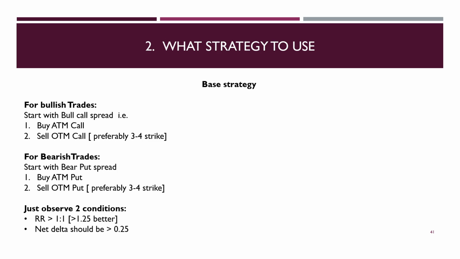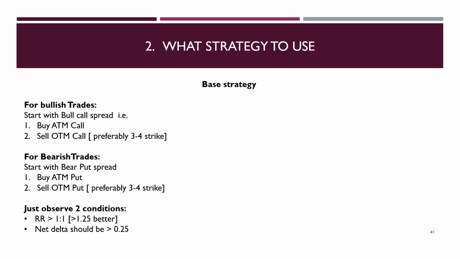Now here, you just have to observe two conditions. The risk reward of the strategy should be greater than 1:1, preferably greater than 1:1.25. And the second condition is that the net delta of the strategy should be greater than 0.25. We have already studied what net delta is. By risk reward I mean the ratio of max profit to max loss should be greater than 1. And net delta means delta of the buy leg minus delta of the sell leg.